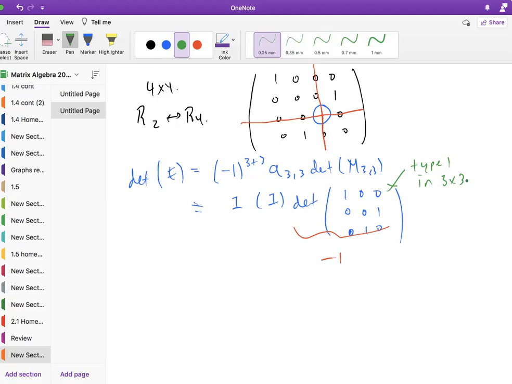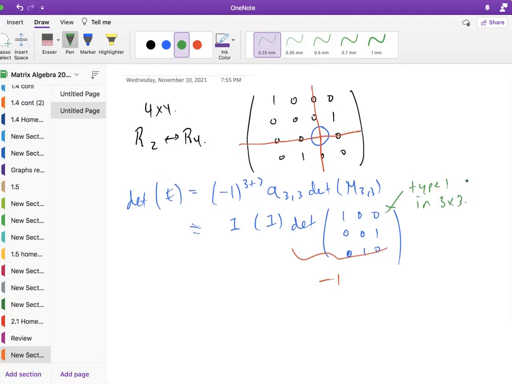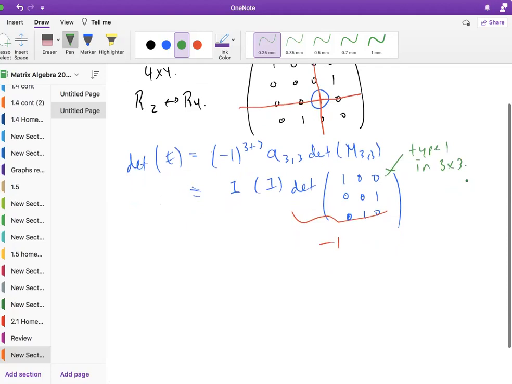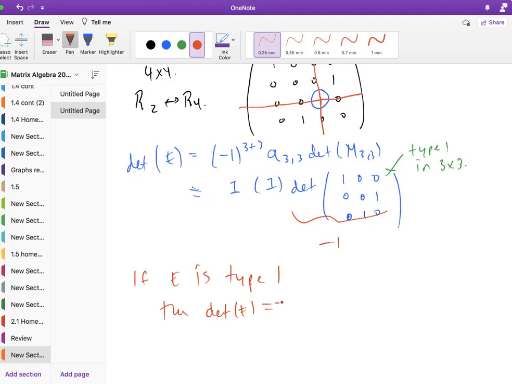So when you go to higher and higher dimensions, calculating the determinant will always be dependent on the determinant in a smaller dimension. So if you can do this for 3x3s, that means you can do it for 4x4s and forever. So if E is type 1, then the determinant of E is equal to -1.